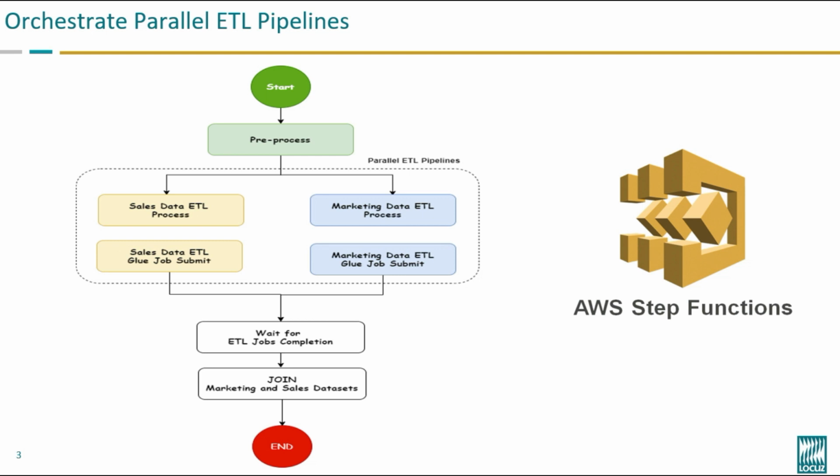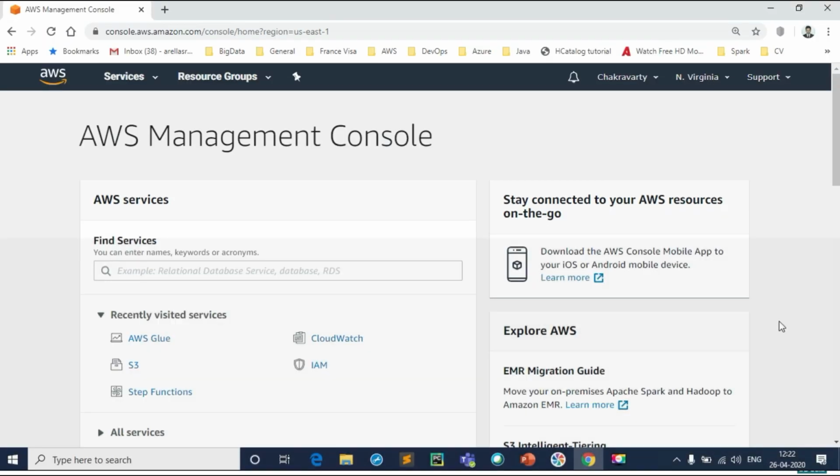This state machine has a step that waits for the completion of these two ETL jobs. After the successful completion of these two ETL jobs, it executes a step called join, where it kicks off a job that merges these two datasets into one dataset, which can be further used for data analytics. After the successful completion of this join step, our state machine terminates. Why delay? Let's jump into the AWS console.